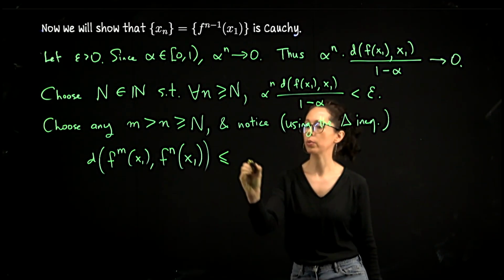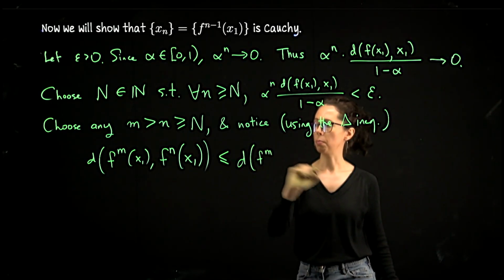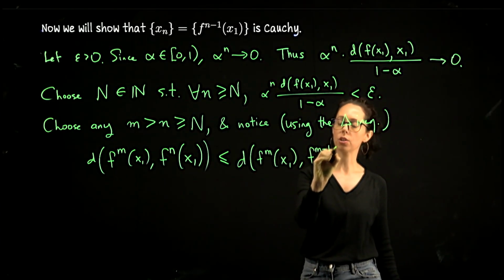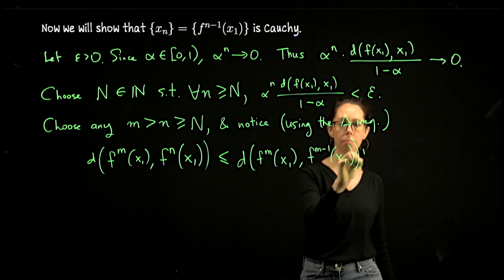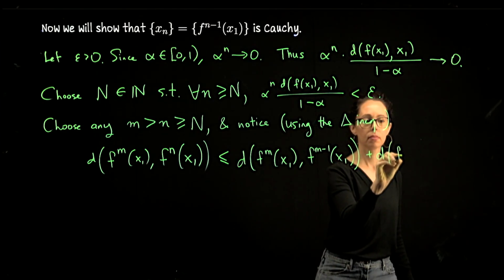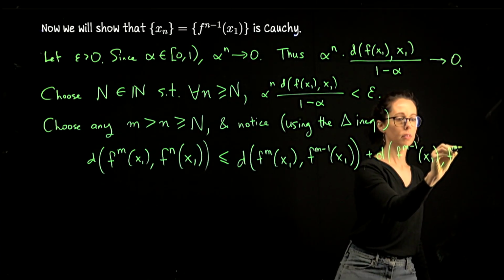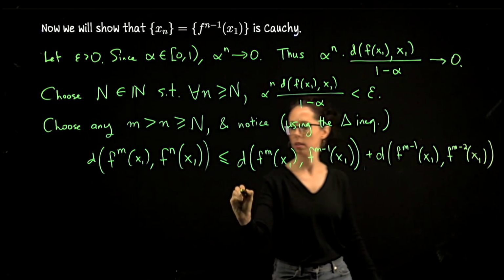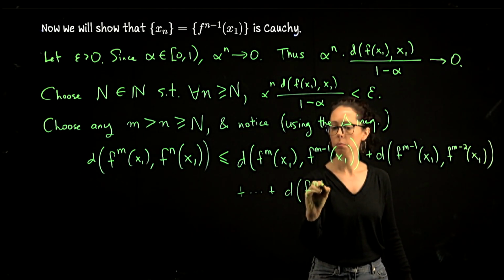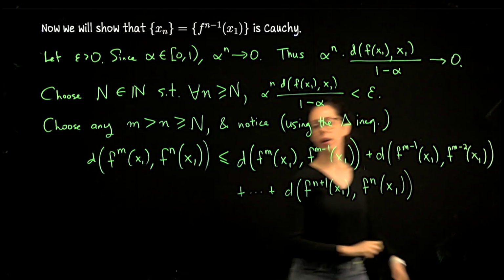So this distance is less than or equal to a bunch of side-by-side distances. So the distance from m applications of f to m minus 1 applications. Okay, so bring that in and basically just break this on up in a step-by-step way, until we get down to n plus 1 applications compared with n applications. Okay, let me pause here.